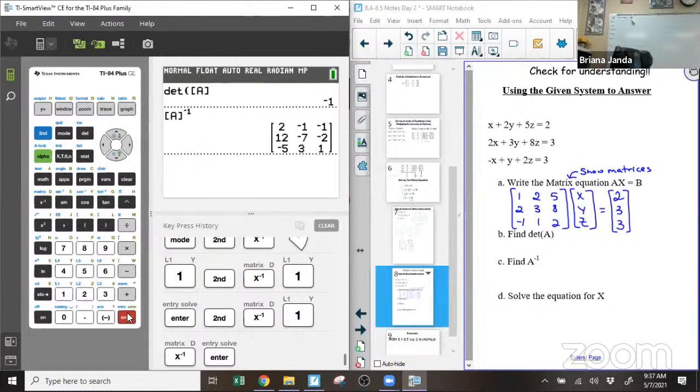We didn't get the same answers? Not for the last part? Uh-oh. Did you get the same determinant and inverse? Check matrix B.